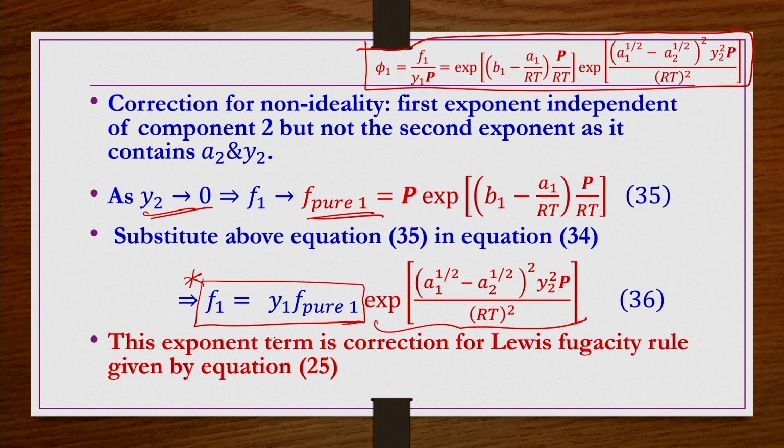Now, in addition to that, there is a correction because of non-ideality. This exponent term is the correction for the Lewis-Fugacity rule, which is given by equation number 25, that is Fi is equal to Yi F pure i. This is how we have to find out the fugacity or fugacity coefficient of any substance in a mixture, or the fugacity coefficient of a pure component, by using an equation of state.